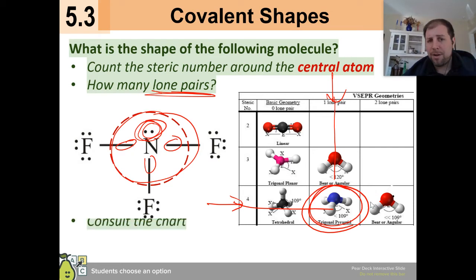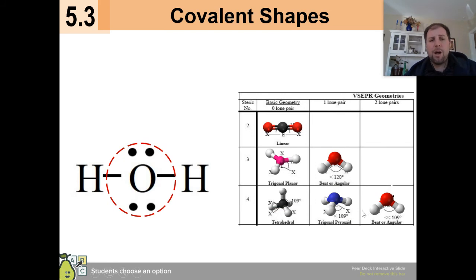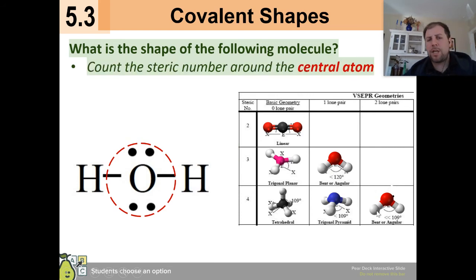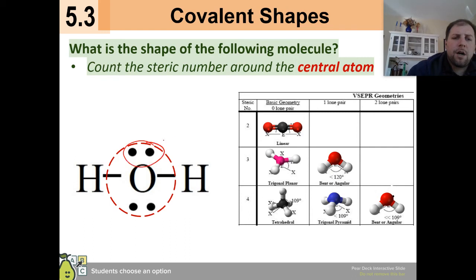Let's try another one. Now, you're going to instinctively want to say, this is linear, Mr. Gucci, it's linear because this thing is in a straight line. So it's linear because that's what it's on the paper. No. Follow the steps, all right, guys? What is the shape of this molecule? Well, first of all, count the steric number. Count the number of things going on around the central oxygen. We've got a lone pair, a bond, another lone pair, and another bond. So we have 4 things going on. So already it can't be linear.